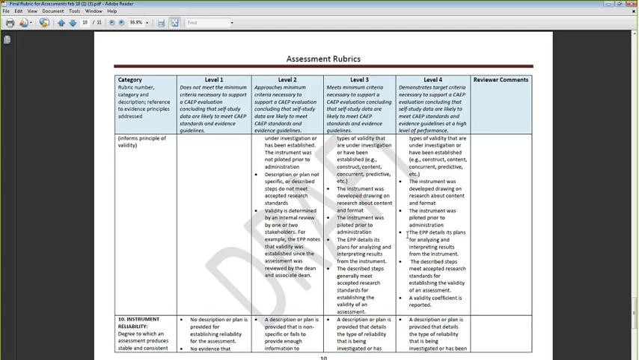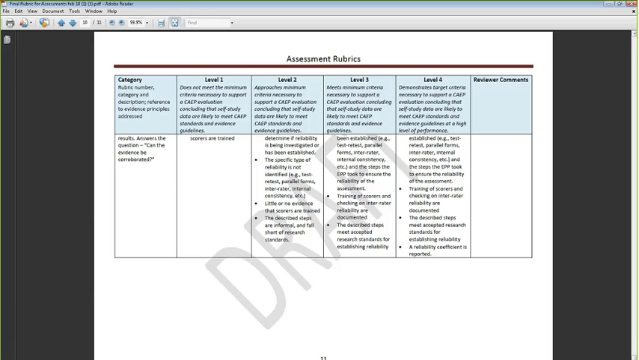Category 10 talks specifically about the reliability and how you're establishing your interrater reliability. Okay, so these are two good parts of this rubric to pay attention to, because you're either going to want to talk about how this has been done or your plans and intentions for getting it done. Good.